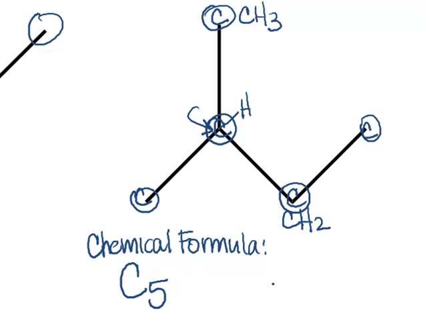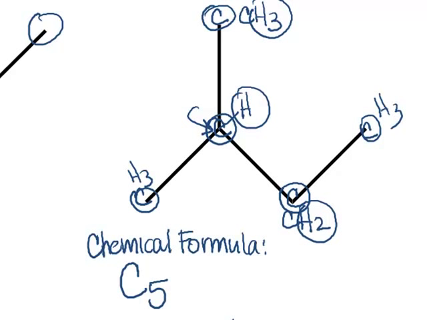Now I have to figure out how many hydrogen are present. Everywhere that a line ended, there must be 3 hydrogen. So that implies here, here, and here. That gives me a total of 9 hydrogen, plus 2 hydrogen here and 1 more here, for a total of 12 hydrogen. The chemical formula for this structure would be C5H12.